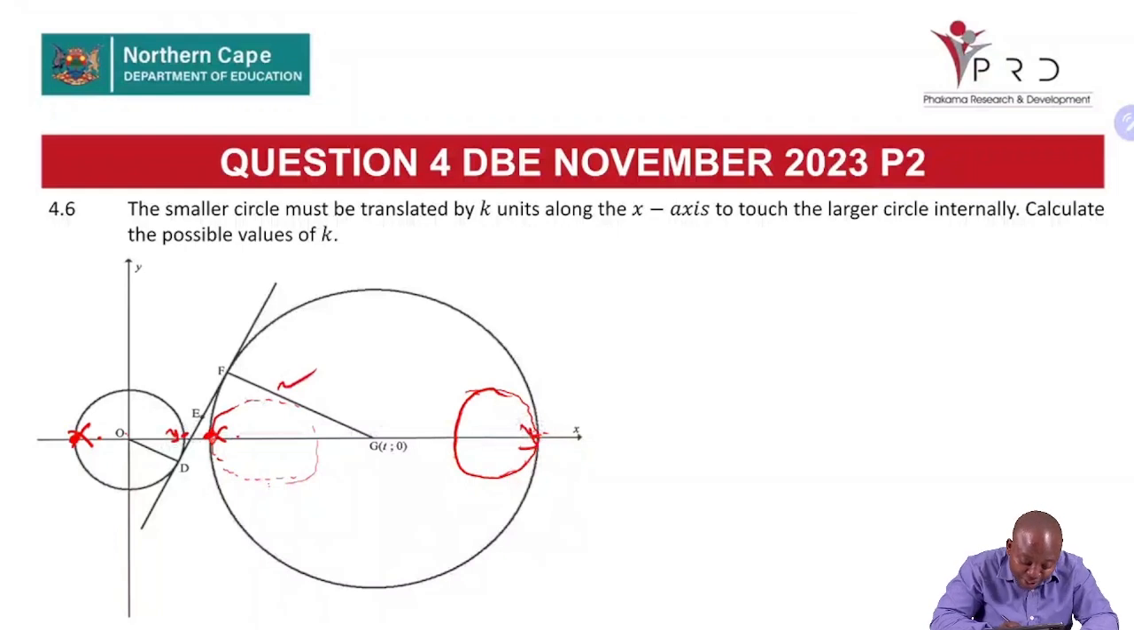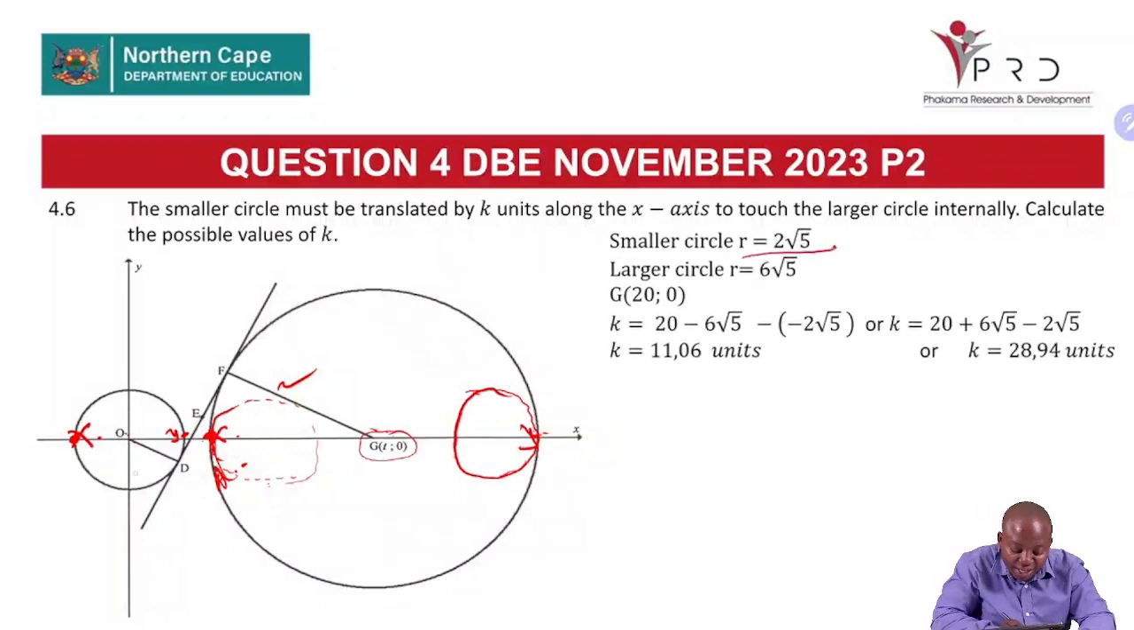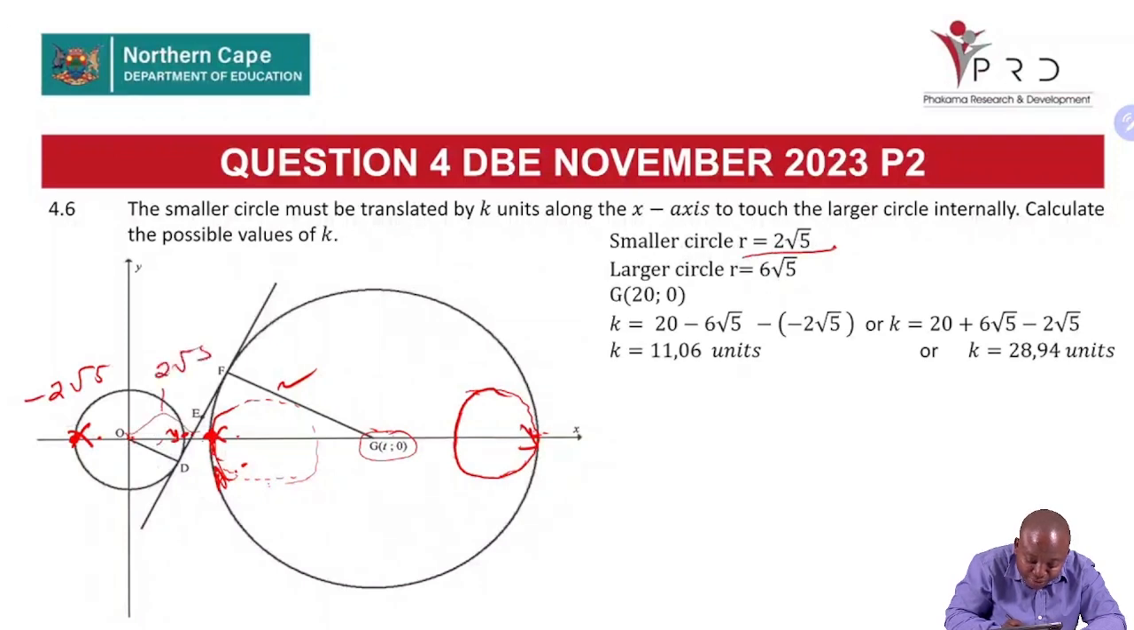So that means we must find this coordinate on the large circle. We must find the radius first of that line, then we can find this coordinate and the radius of this larger circle. So the radius of the smaller circle r is 2 root 5. We know that the distance, because it starts from 0, from here to here, is negative 2 root 5. Then from here to y, this side, it is also 2 root 5.